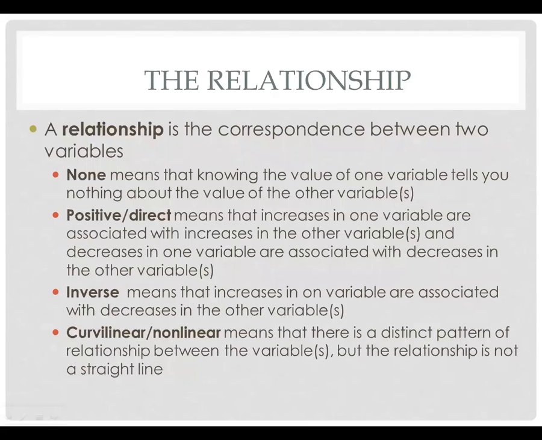So the relationship is basically what you say is the correspondence between whatever two or more variables you're looking at. Obviously, if you're hypothesizing that one variable impacts another, you certainly don't want to have no relationship, meaning that knowing the value of one variable tells you nothing about the value of the other. However, if you have a positive or direct relationship, it means that as one variable increases, the other one increases. Similarly, if one goes down, the other goes down as well. An inverse relationship means that as one goes up, the other goes down. And a curvilinear or nonlinear relationship means that they are related, but the relationship, if you plot it on a graph, is not a straight line.